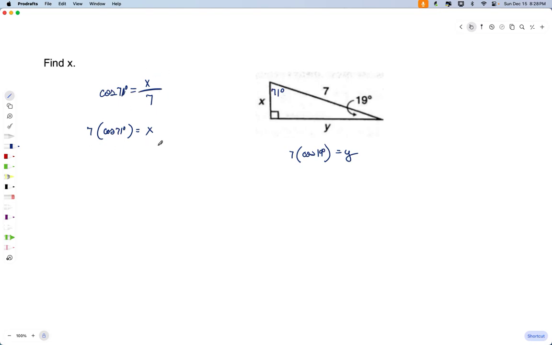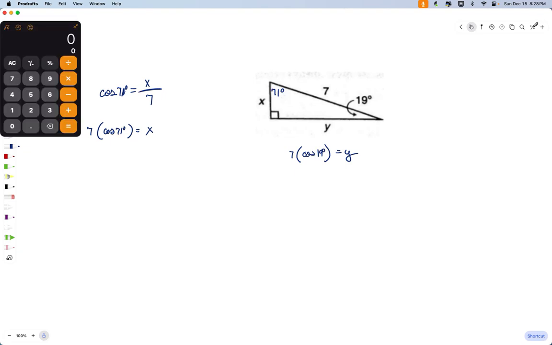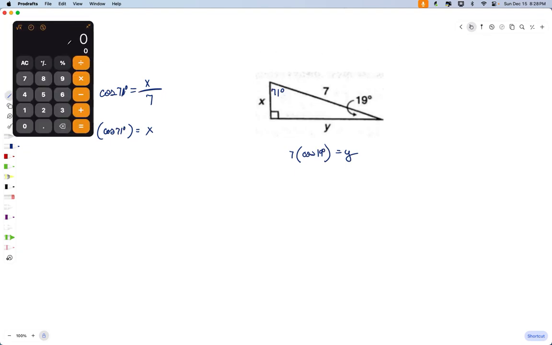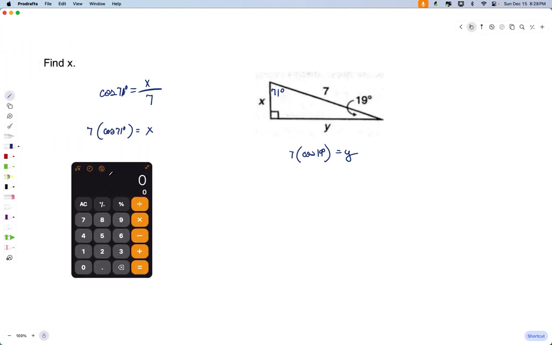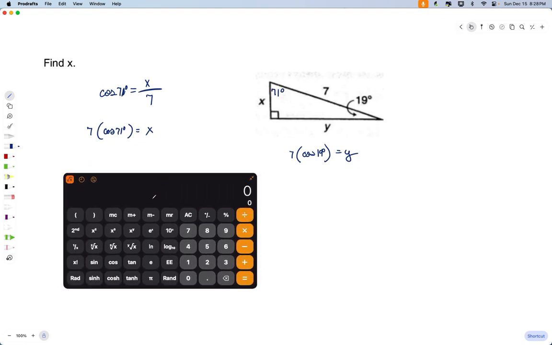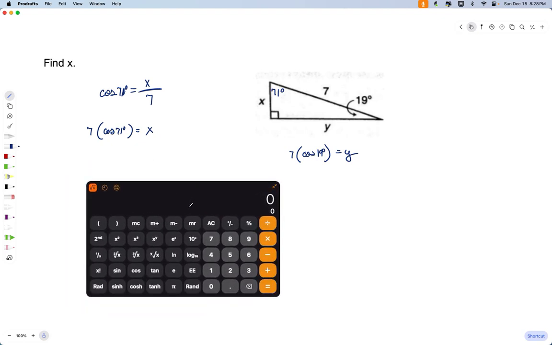So we're going to say, let me put that over here like this, 71 cosine times 7, round it to two places, would be 2.28. So 2.28 is the length of x.